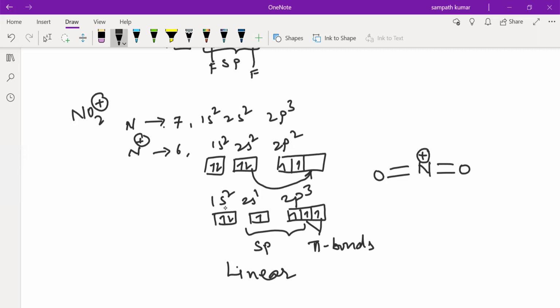Here, the lone pair of electrons on nitrogen participates in bonding with the oxygen atom. The bond angle is how much, Nana? 180 degrees. Always these 2 electrons participate in the pi bond formation, and the oxygens also donate 4 electrons towards the central atom. This bond angle is 180 degrees.